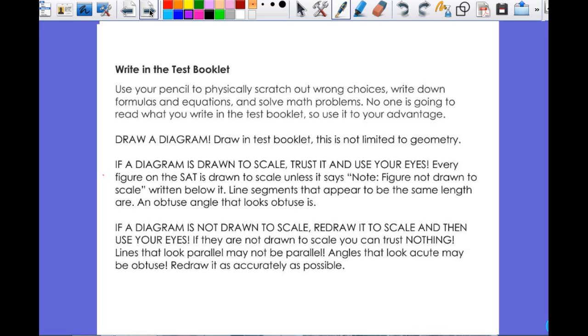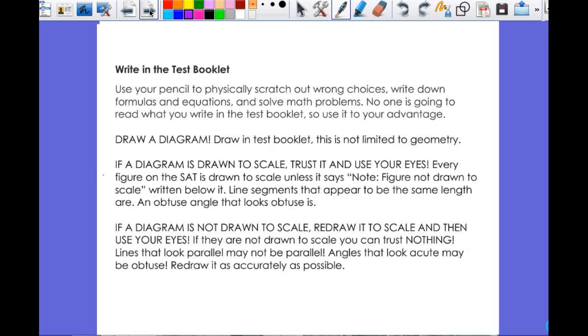But write some of this stuff down. Trying to do everything in your head is never a good idea. Maybe for one of you, but most people, no. No one's going to read what you write, so it doesn't matter. Plus, on the PSAT, you get your booklet back, so you can see what you actually did write. The SAT, you're not going to get that, but the PSAT, you get your booklet back.